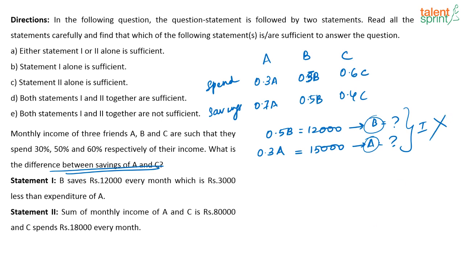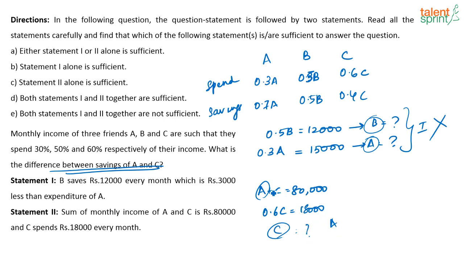Now let us look at statement 2. What does statement 2 say? Sum of monthly income of A and C is 80,000. So A plus C is 80,000, and C spends 18,000 rupees every month, or 0.6 times C is given as 18,000. So from here I can find C. Once I find C, I can find A, correct? 0.6 C is 18,000. From there I can solve for C.